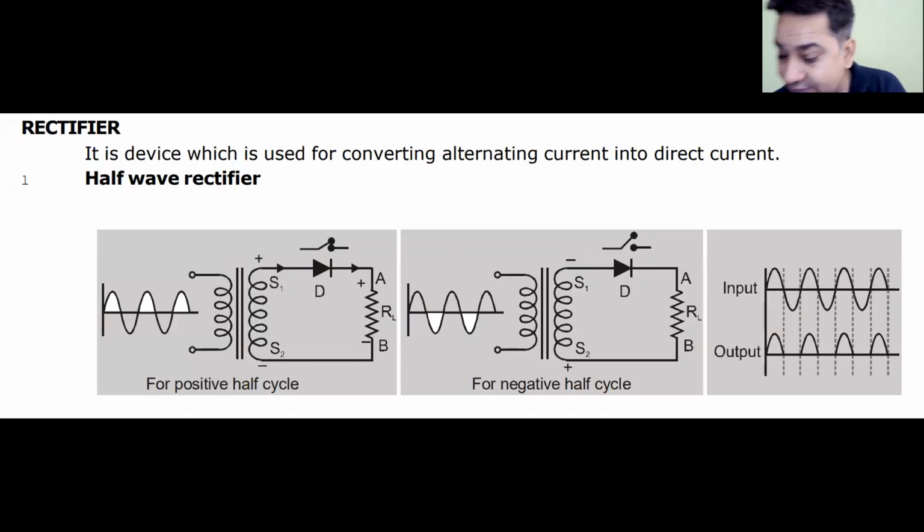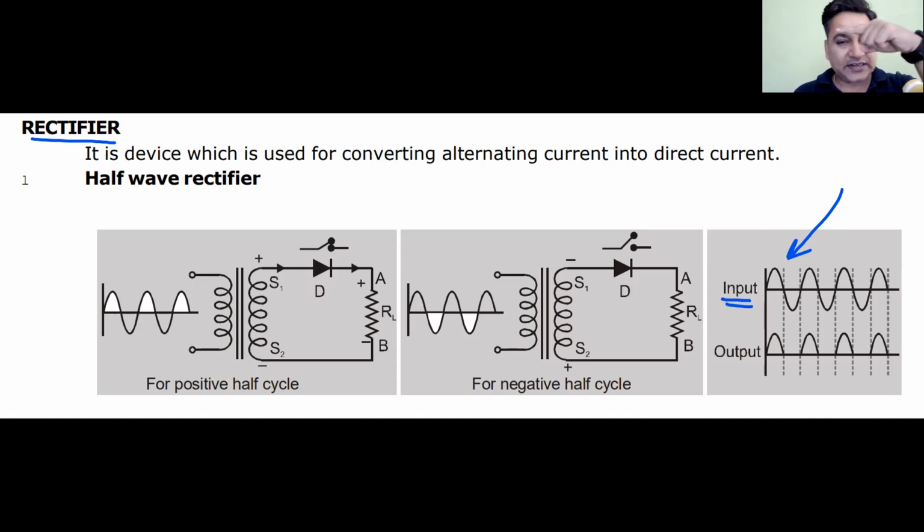Now, what is a rectifier? You know, there are two types of current or voltage: AC, alternating voltage or alternating current, and DC, direct voltage or direct current. If you see here, on the top side, you have an alternating current. What's the difference between alternating and direct current? In alternating current, you will have a reversal in the direction of current. For some time, the current will flow in this direction, and after some time, the current will flow in this direction. Do we understand this?